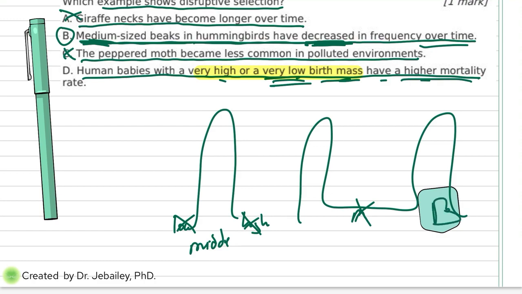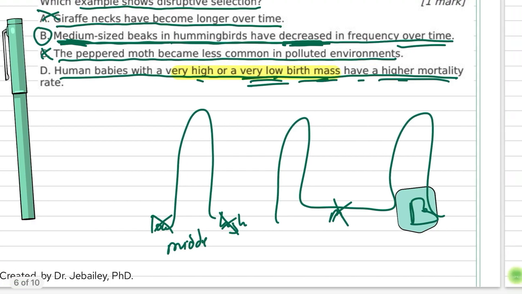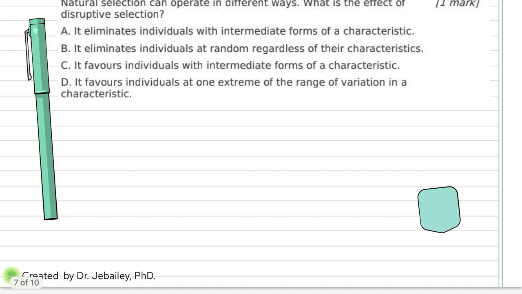So it's very important that you know about disruptive as well as stabilizing and directional, those three types, as well as gradual and punctuated, because these are the most common questions when it comes to this section. Now, natural selection can operate in different ways. What is the effect of disruptive selection? Can you see there's a lot of questions on topic 10.3 about disruptive, stabilizing, directional, gradual, and punctuated. These are the most common questions.